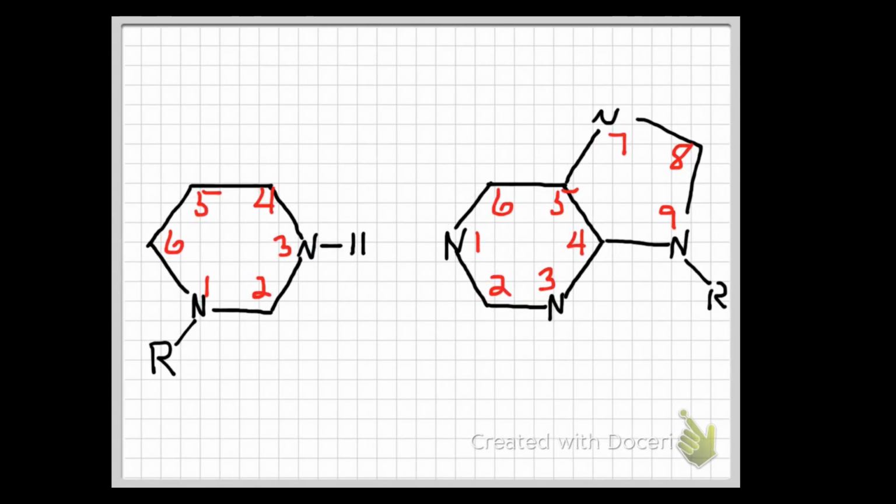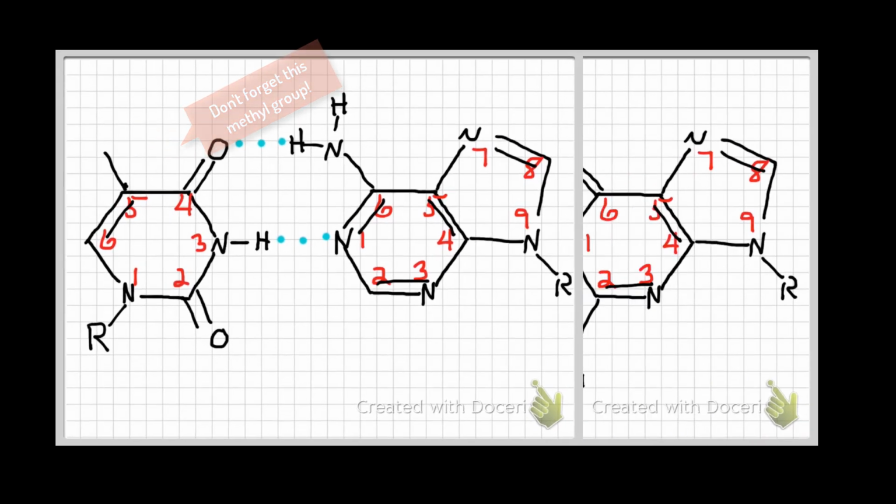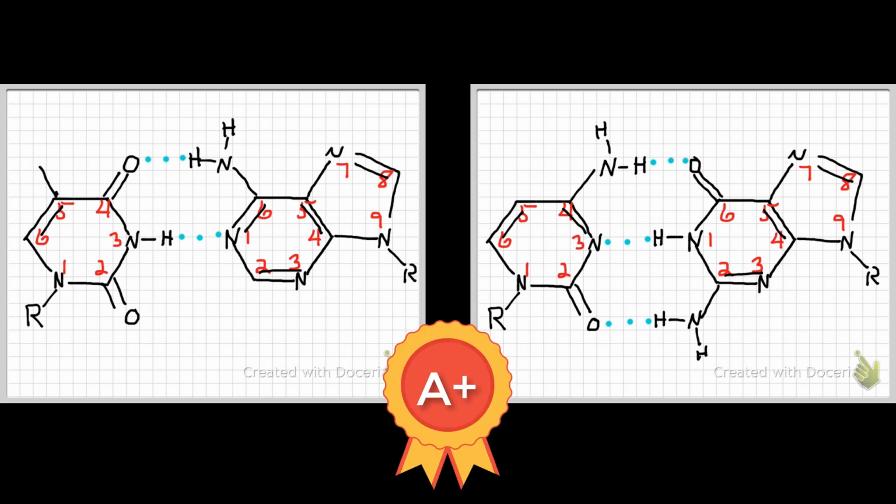Just to be complete, we can now draw the AT base pair. So now we have AT and GC base pairs, good enough for a perfect score on the quiz.